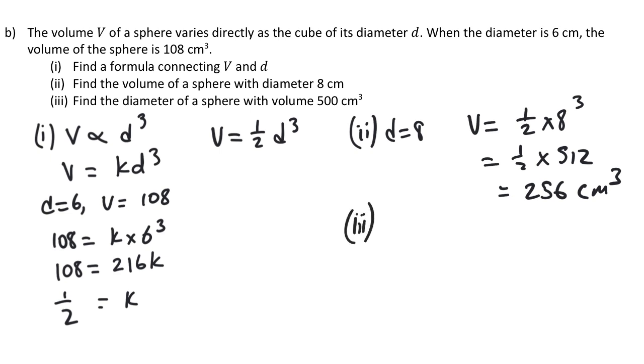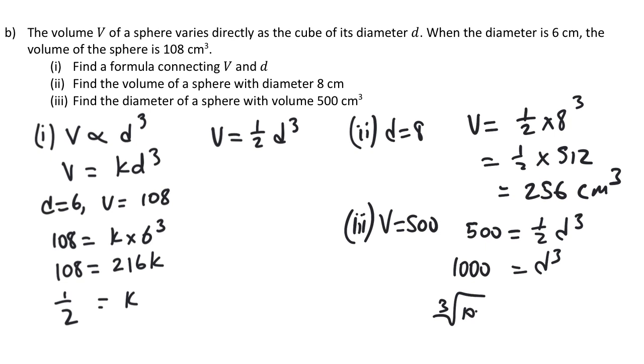Part 3, the diameter of a sphere with a volume of 500. So v equals 500. So we're going to have 500 equals a half d cubed. If I divide by a half, I'm going to get 1,000 equals d cubed. And then the cube root of 1,000 is going to equal d, so d equals 10 centimeters.